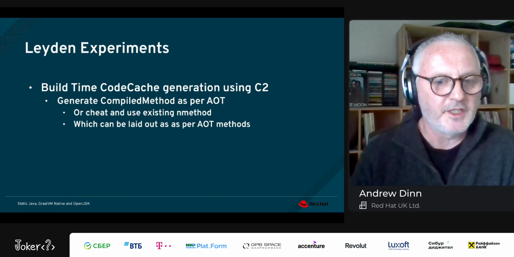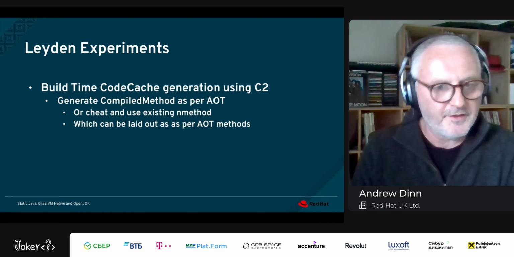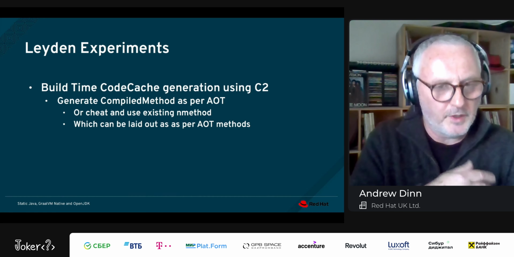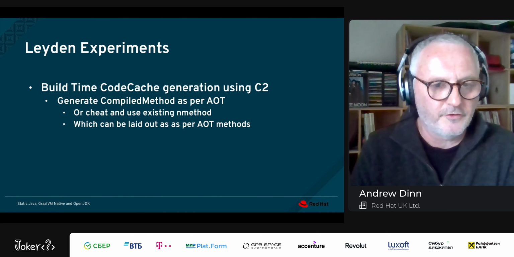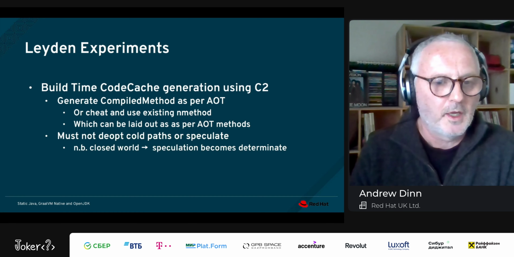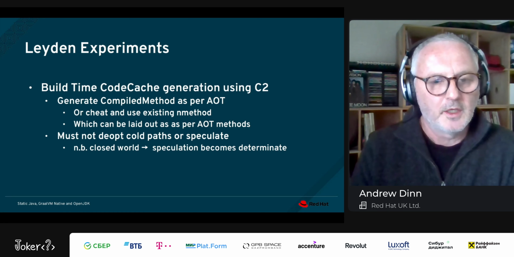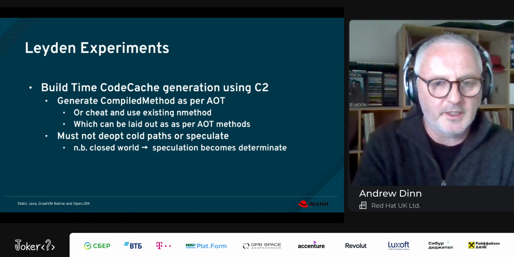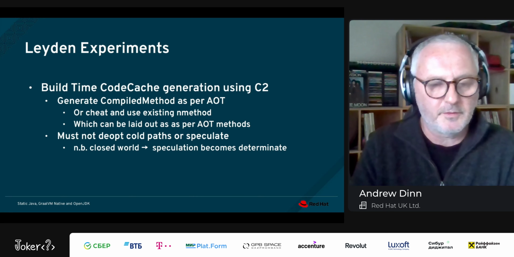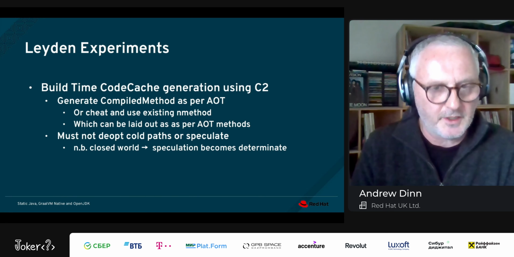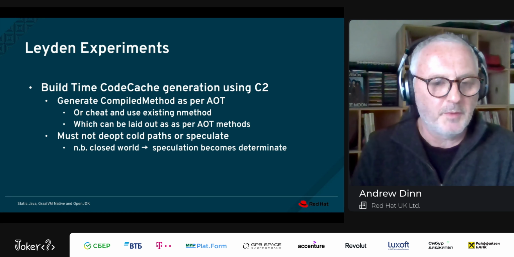Another experiment was to try and generate an ELF code cache using C2 as a compiler. So we generate a lot of compiled methods, rather like AOT. We actually generated the methods you'd expect in memory, but worked out how to lay them out in the sort of format the AOT would provide. Again, we had to make sure we built full methods. We didn't put de-optimization paths in. Speculation wasn't such a problem because we had a list of all the classes and all the methods we needed to compile, so we could avoid speculative compilation; it became determinate and decisions could be made.